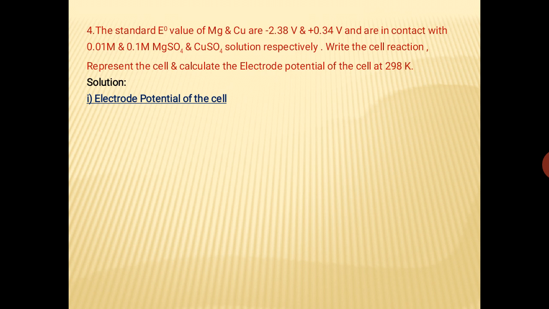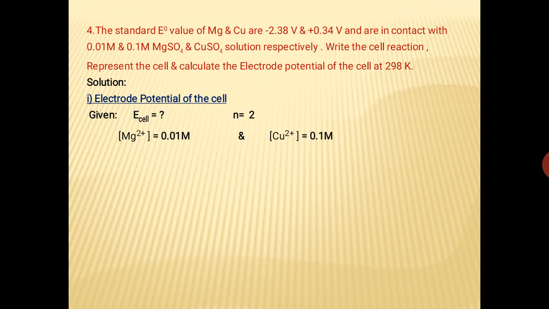First we'll calculate the electrode potential of the cell. For that, once again we need to identify the given things. So what are we asked to calculate? Electrode potential. So E cell is equal to question mark. Then N is equal to 2. Why is N equal to 2? Here in MgSO4 as well as in CuSO4, the number of electrons transferred will be 2. So hence N is equal to 2.